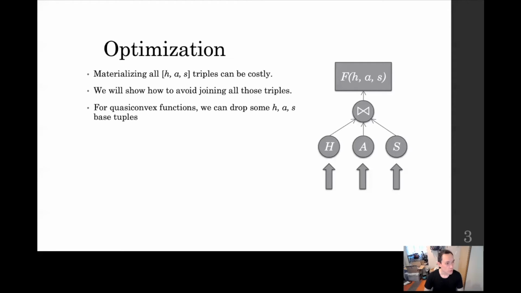Our primary observation here is that for quasi-convex functions, as the Magnus formula is an example of this, we don't have to actually manage all these different triples because that can be very costly. Instead, we can just drop some. In fact, we can even drop some base tuples. They never even need to enter the system to begin with. We're going to take the next few slides to explain this.